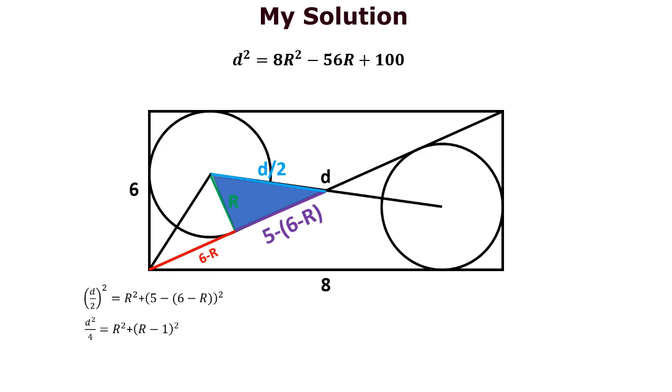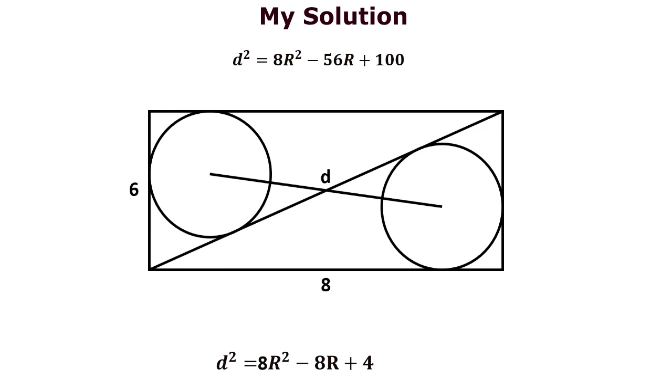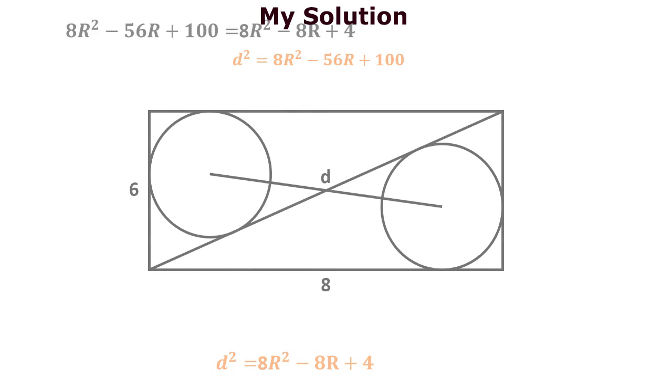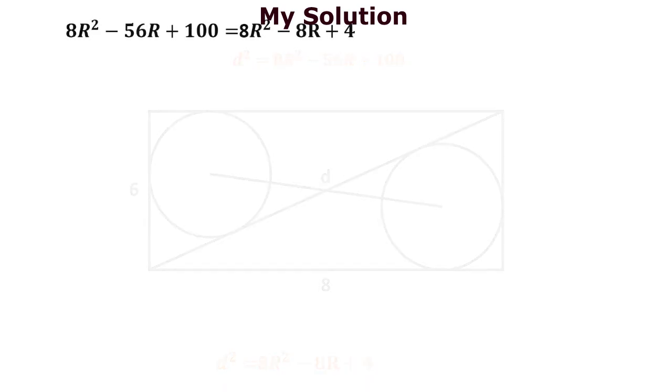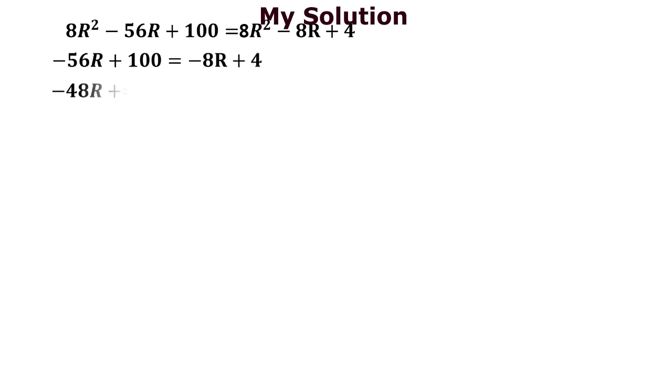After making several simplifications, we can obtain that the square of d equals 8 times the square of r minus 8 times r plus 4. We have two different relationships for the square of d. We can equate the two relationships to obtain an equation where r is the unknown. Solving the equation, we find the value of r, which is 2. We can replace the value of r in one of the relationships for the square of d.